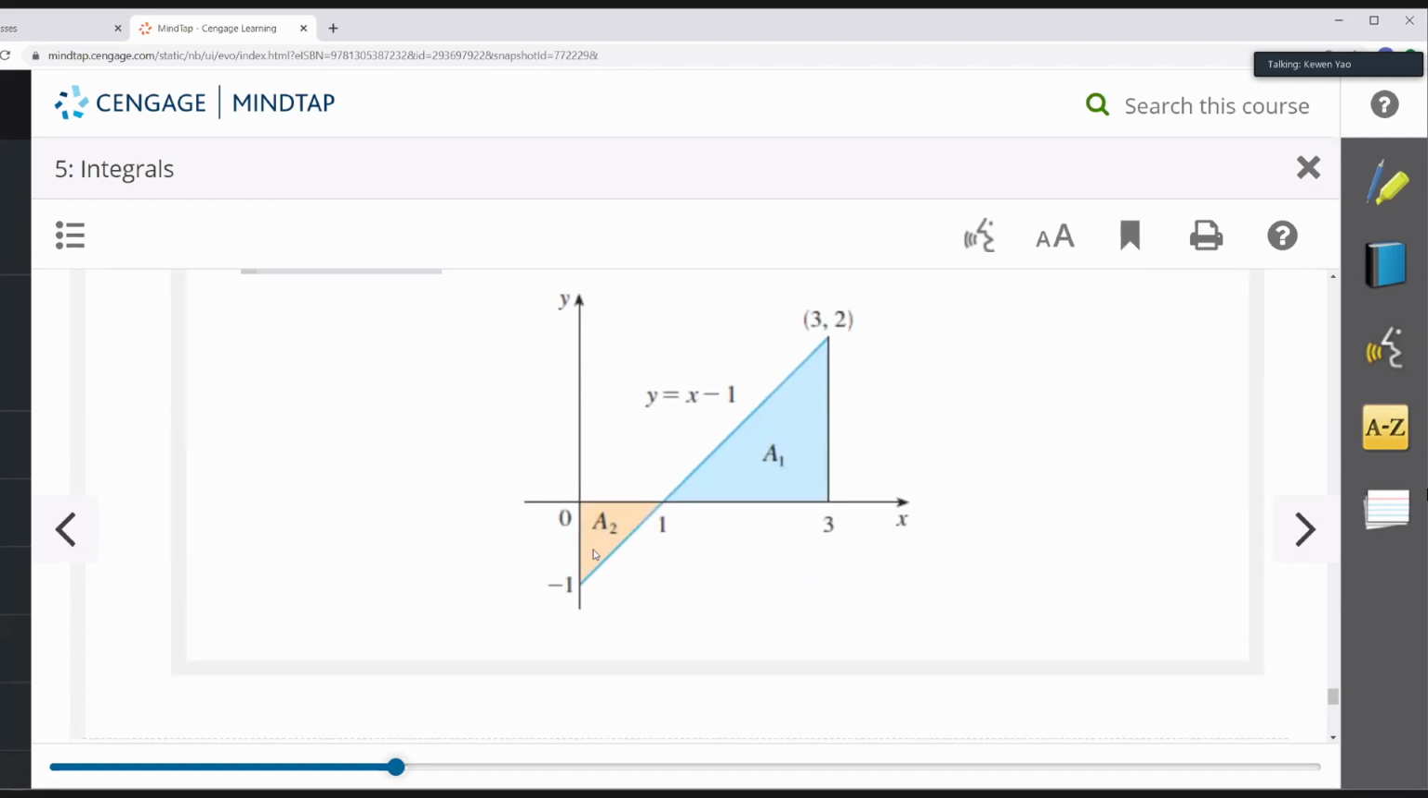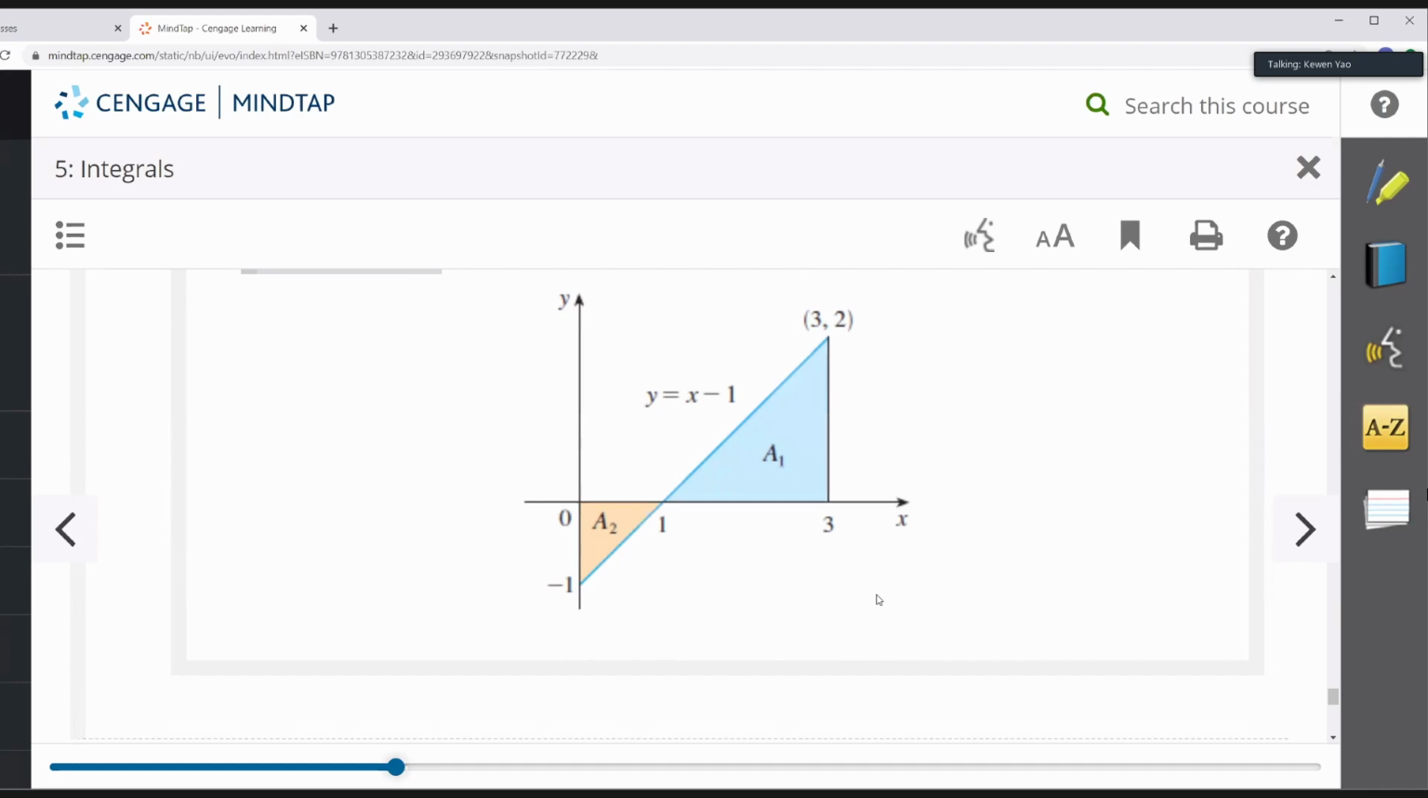This is A1. This is A2, right? A2 is negative, A1 is positive, right? So A1 minus A2. You get 1.5. Y equal to x minus 1 is a line segment between 0 and 3, so you have to find the area for this piece and the area for this piece. A1 minus A2. Why A1 minus A2? Because A1 is the positive side, A2 is the negative side, the negative y side.